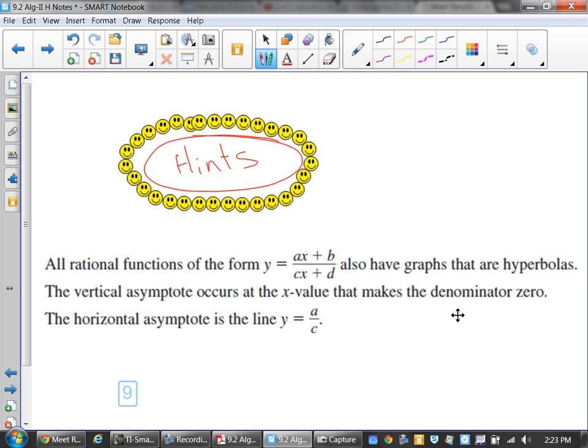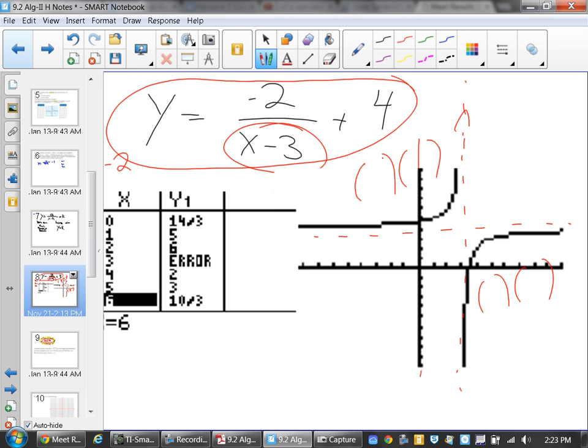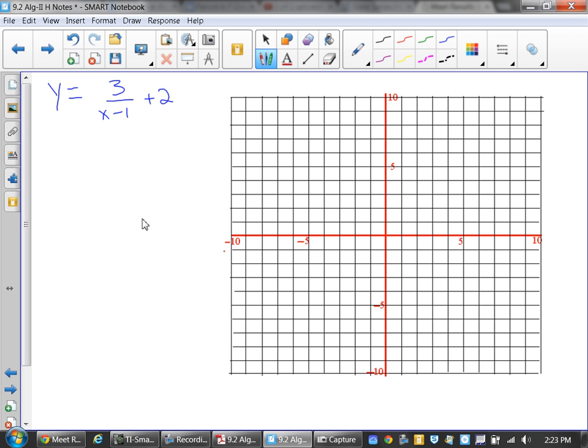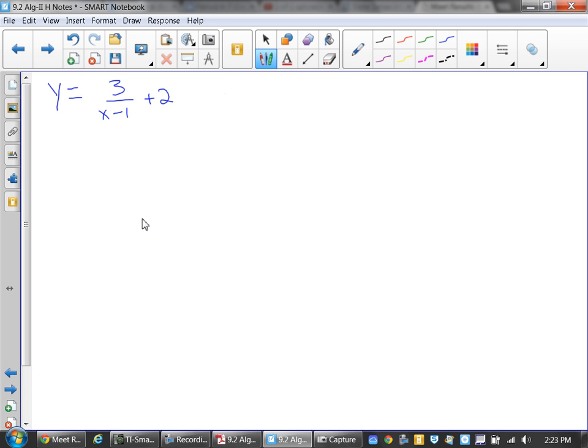Try another one. For some reason, this got out of sequence here. Look at another one here. I'm not even worried about graph paper here, to be honest with you. I mean, if you want to use graph paper, you have it.